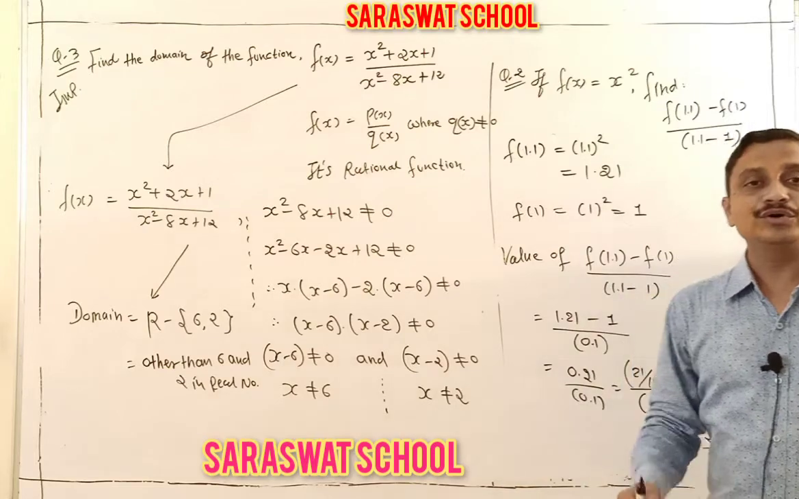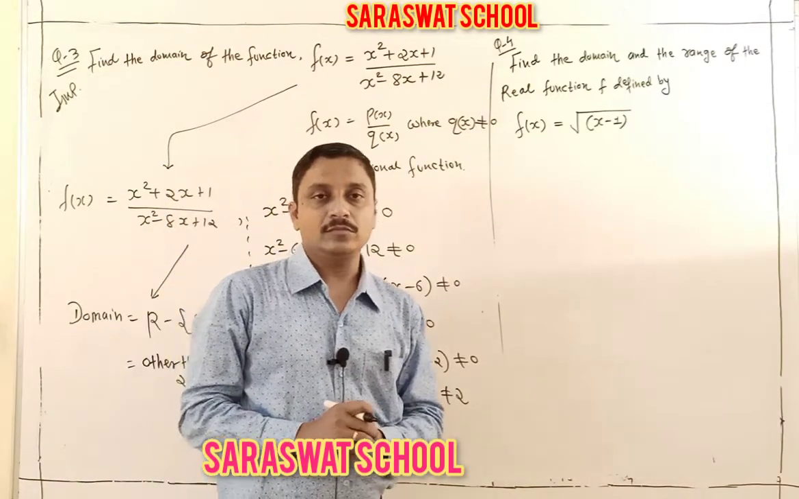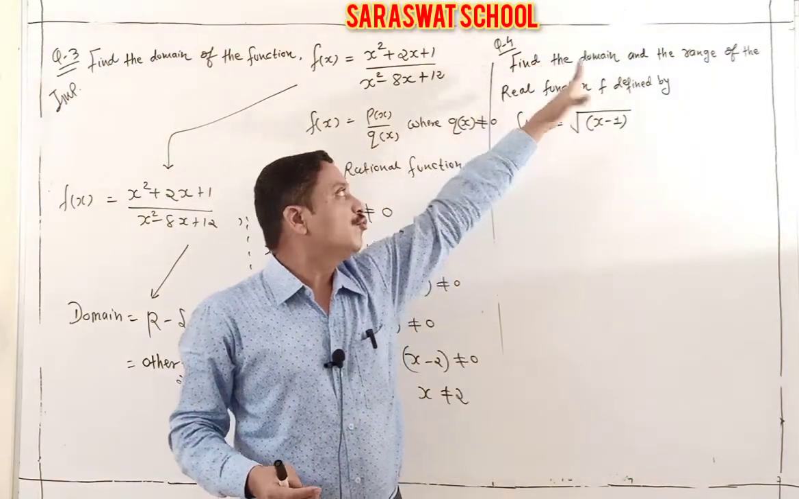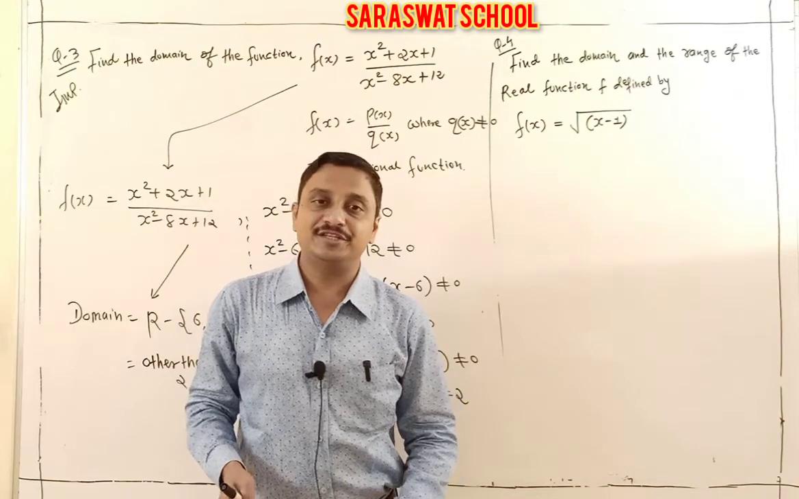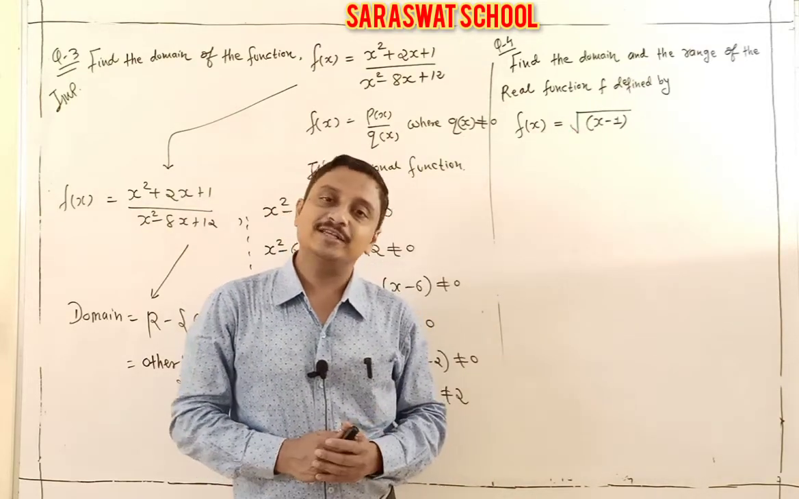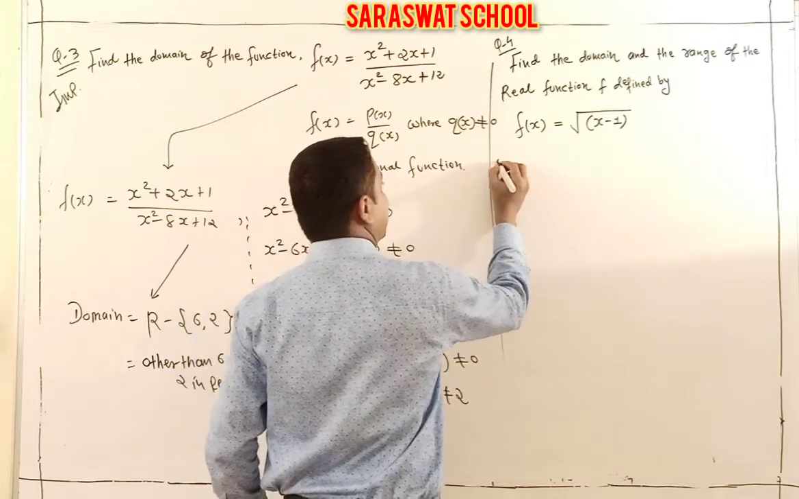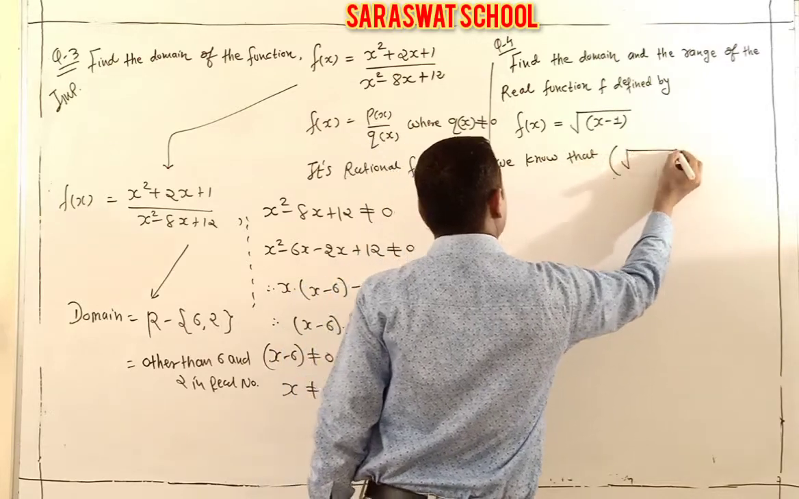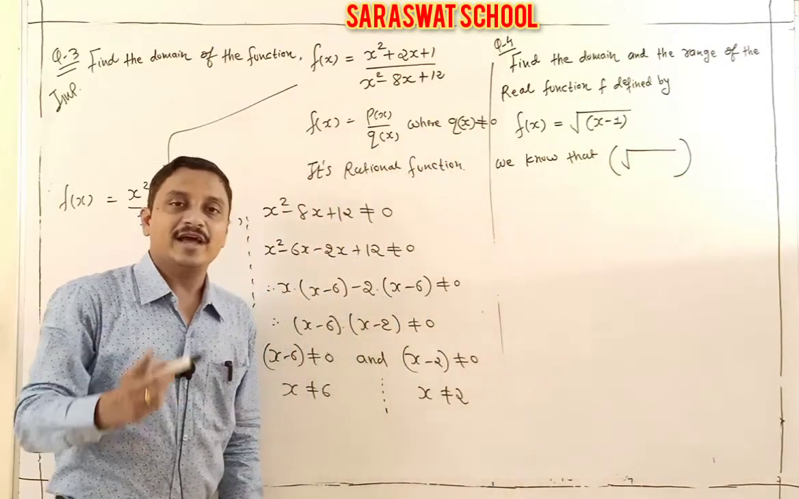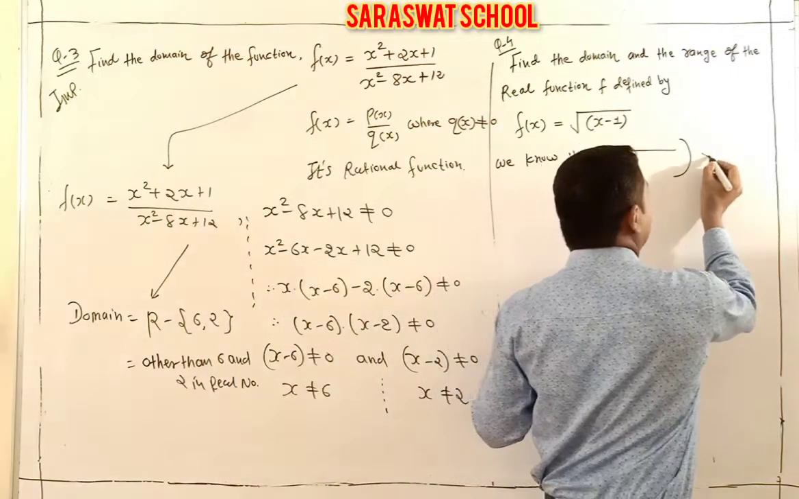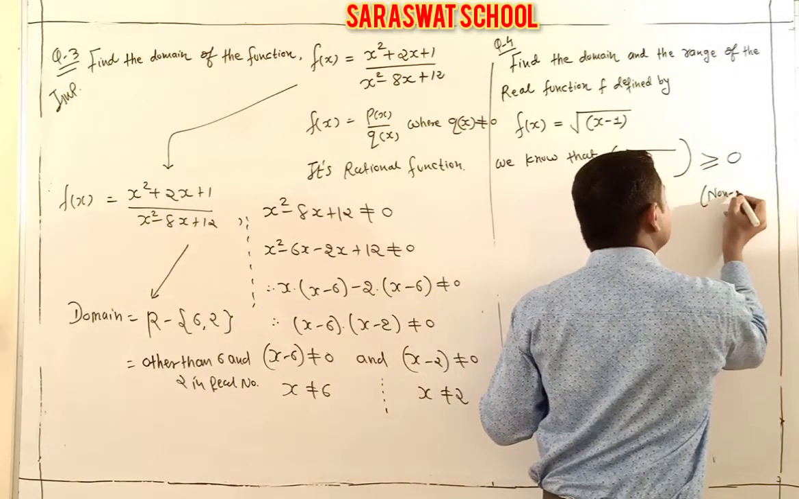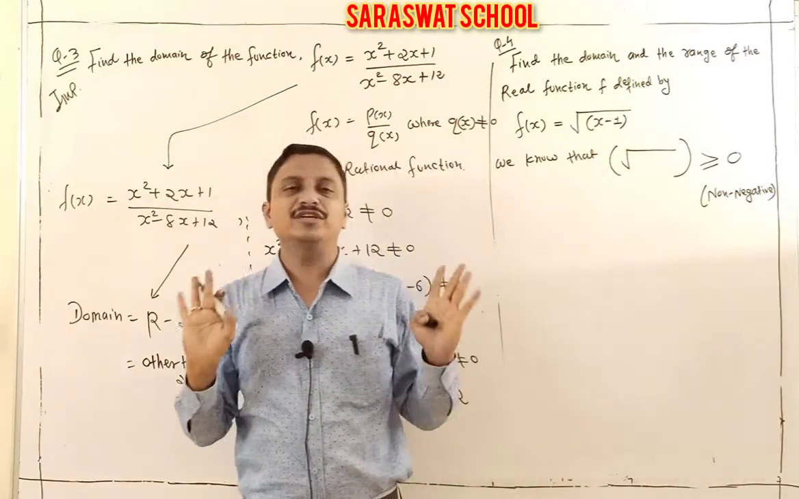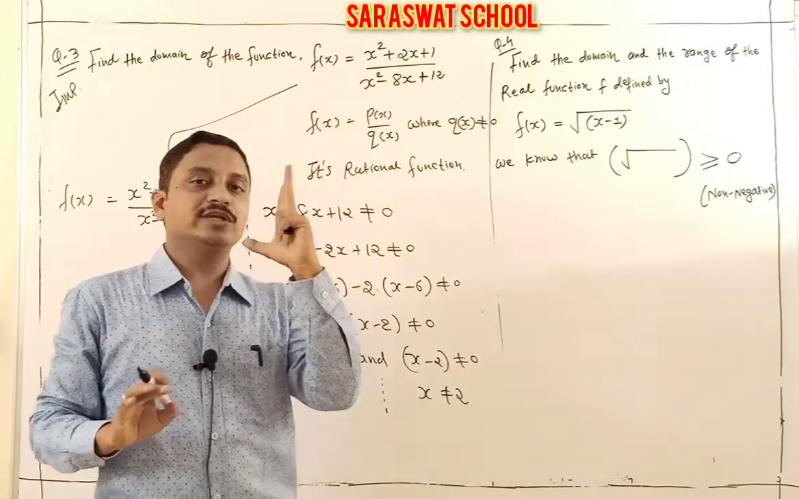Question number 4. One more interesting question, students. Find the domain and range. f(x) is equal to under root x minus 1. Yes, we know that every square root value, again repeat, every square root value is always non-negative. Students, any function given in the root is always non-negative.